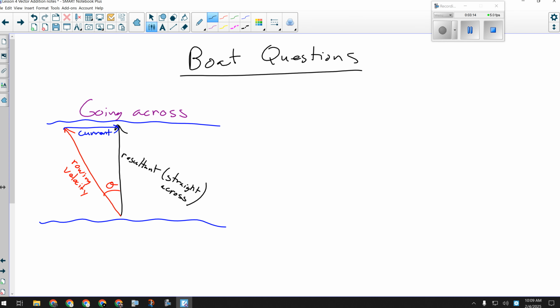So in a going across boat question, you will have your rowing velocity, magnitude and direction. You will have the current. You'll also have its magnitude and direction. It's just always downstream. And then your resultant ends up pointing straight across the river. The second type of boat question is a rowing across question.